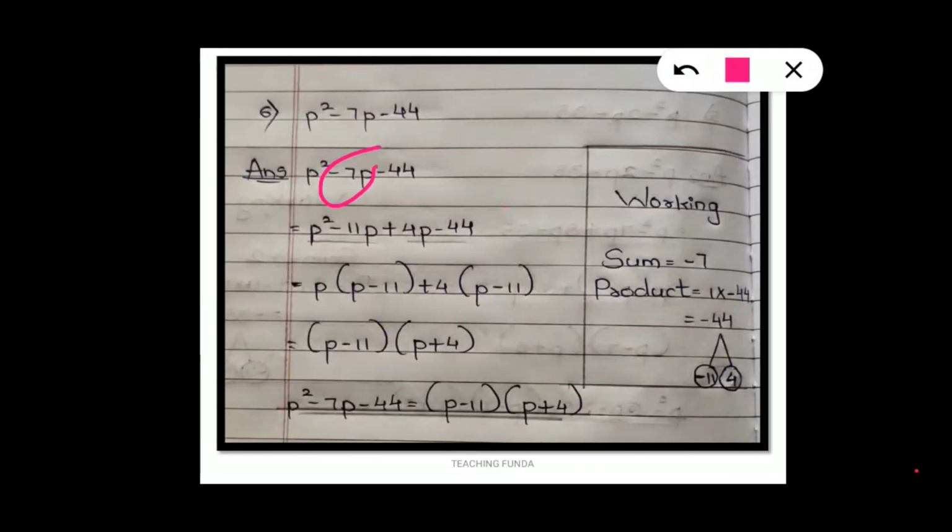Okay, now here you have to take p common, p minus 11. Here you have to take 4 common, p minus 11, because it is 44. If you multiply 11 by 4, you get 44. P minus 11 is common, and p plus 4 in the second bracket.